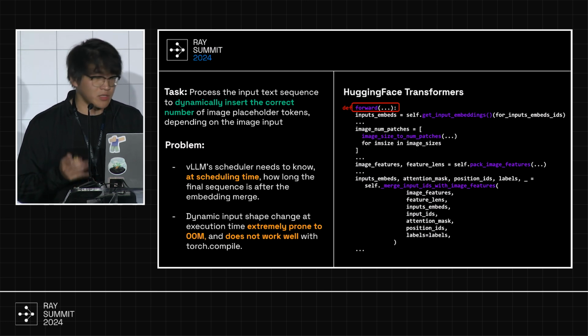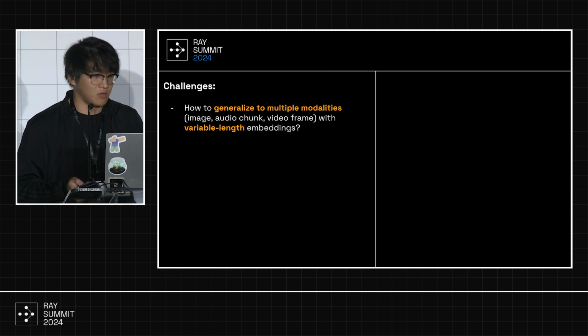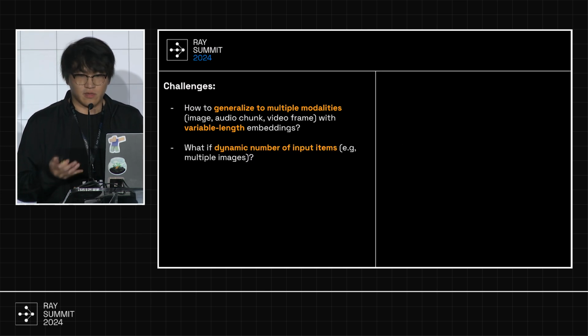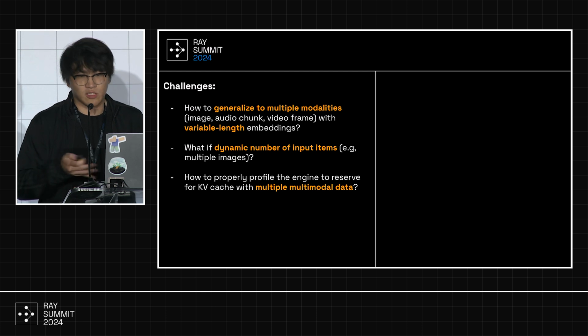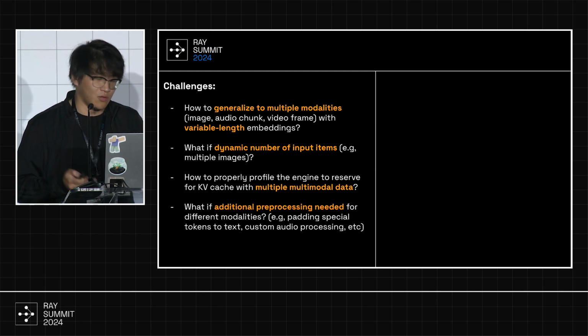But then we quickly realized the challenges. What if we want to generalize to multiple modalities? Like what if going forward we're going to have image, audio chunks, video frames, and each of them will have variable length. And what if each payload has multiple items? What if I want to do multi-image inference, and each image itself is also variable length? And how do I properly profile the engine to reserve the GPU memory for the KV cache with all these multimodal data items?